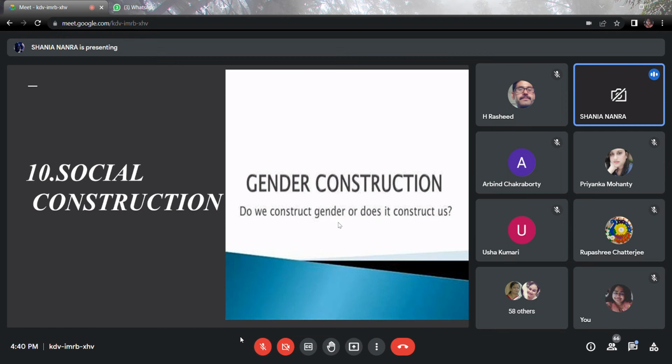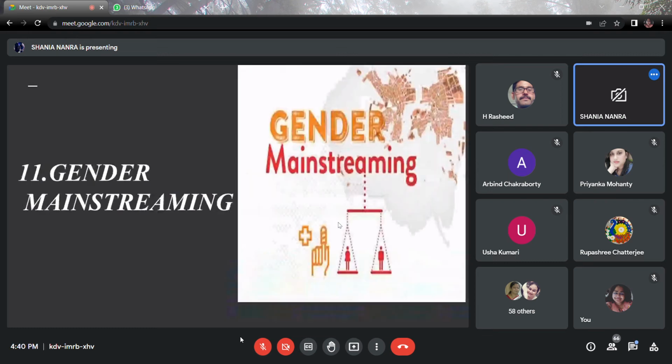Social construction is the next point which we must be aware of. It is a process through which a given community assigns, institutionalizes, and legitimizes gender roles. Next one is gender mainstreaming. This means consistent integration of gender concerns into the development and implementation of policies, plans, programs, and projects at all levels. All levels means not just the school level, but throughout the world, in every sphere, every part of the world, every aspect.